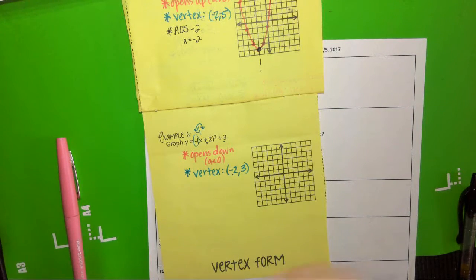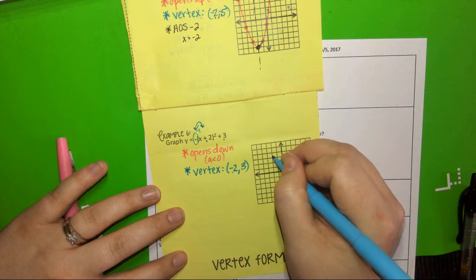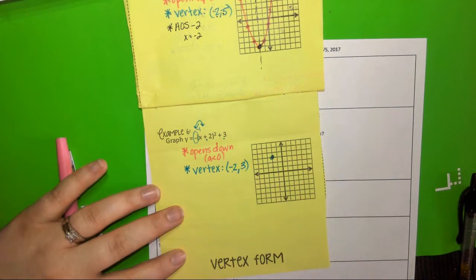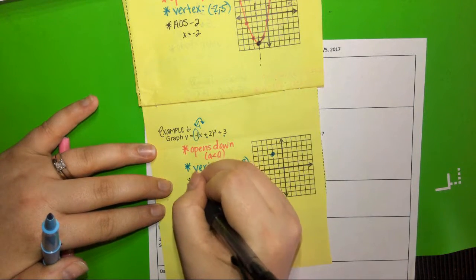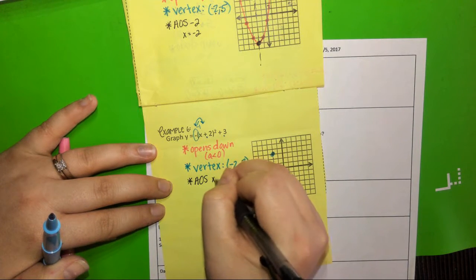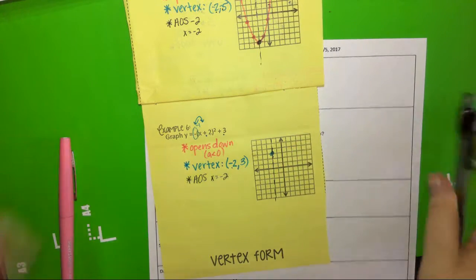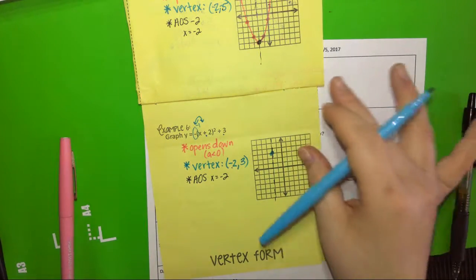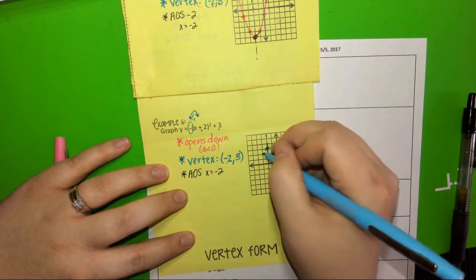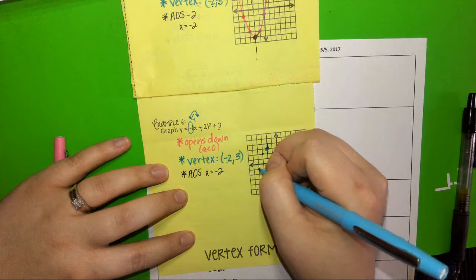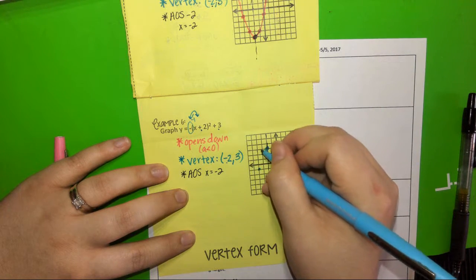That's just the a. Okay, my vertex is at negative 2, 3. 1, 2, 3. I've got my vertex. What is my axis of symmetry? Is it supposed to open up or open down? Down. And then I go over 1, down 1. Over 2, down 4. Over 3, down 9.